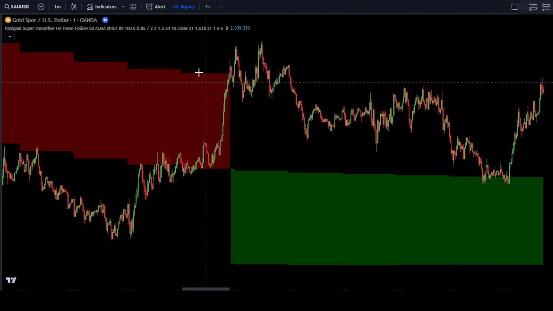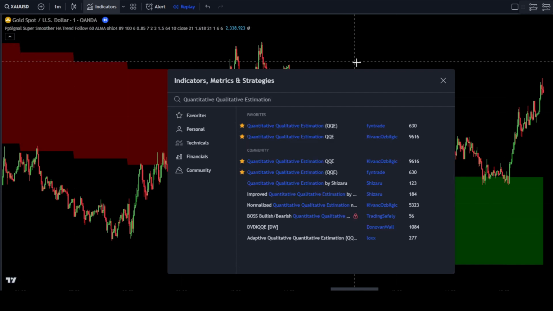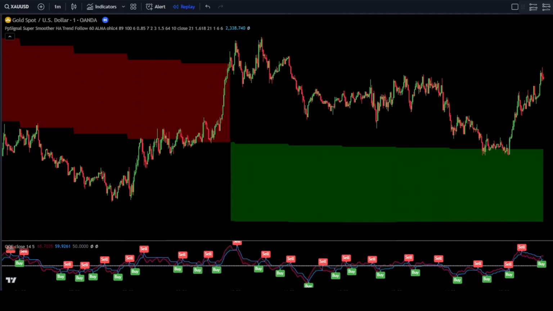To determine the right buy and sell points, you can add one more indicator. Go to the Indicator Search tab and then type Quantitative Qualitative Estimation. Then, select Quantitative Qualitative Estimation from kivanozbilgic. For the Quantitative Qualitative Estimation indicator, leave it at the default settings. This indicator will be used as a guide to place orders in the market, where this indicator will provide buy and sell signals that you can use to place orders.